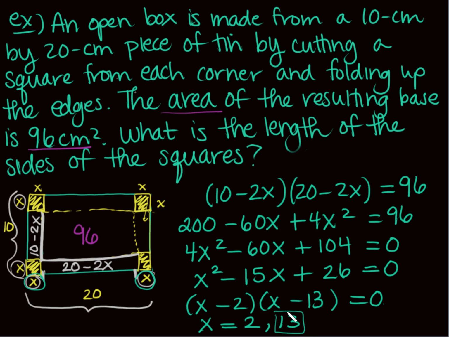If I consider x being 13, that means I'm taking 13 from this side, and if I take 20 minus 13, I would have only 7 left. But I also have to take 13 from this side. That doesn't make sense. So I'm going to throw out that 13. Try it on this side with the 10: you don't even have 13 centimeters to take away. So what is my solution? x equals 2 is my solution, or 2 centimeters. You would state that in a sentence: the length of the sides of the squares to be taken away is 2 centimeters.